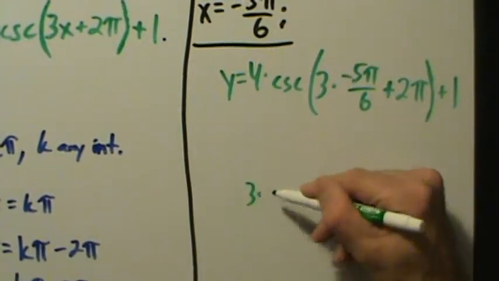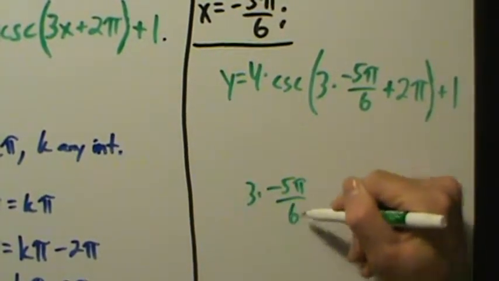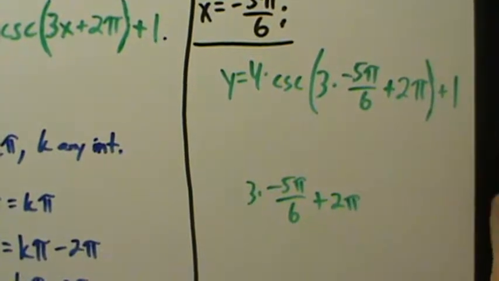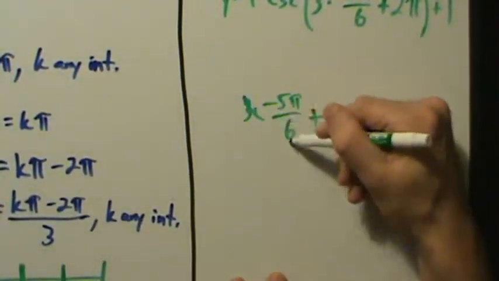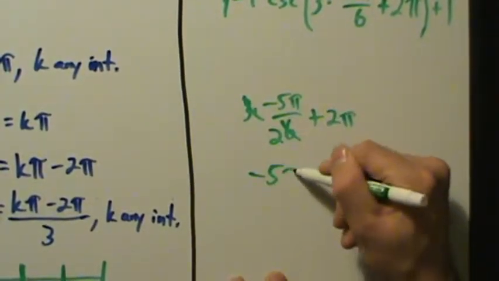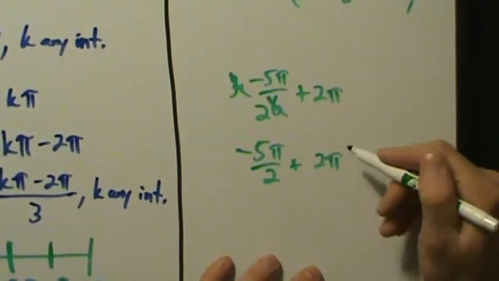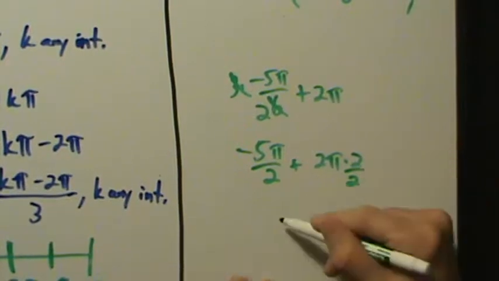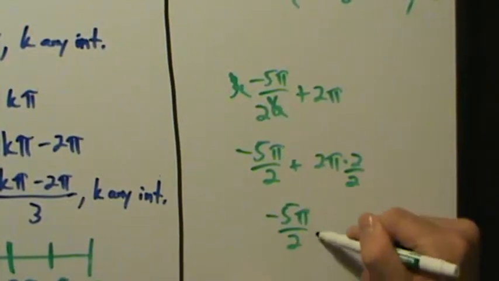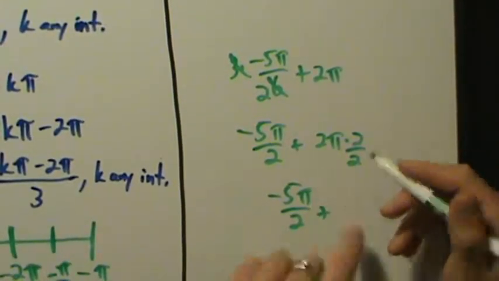So 3 times negative 5 pi over 6 plus 2 pi. 3 goes into 6 twice, so this is negative 5 pi over 2 plus 2 pi. Let's get a common denominator, so multiply this by 2 over 2. So this is negative 5 pi over 2 plus 4 pi over 2.